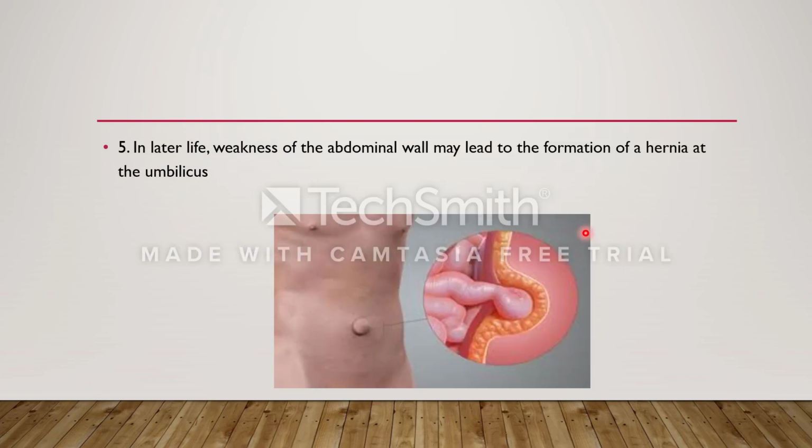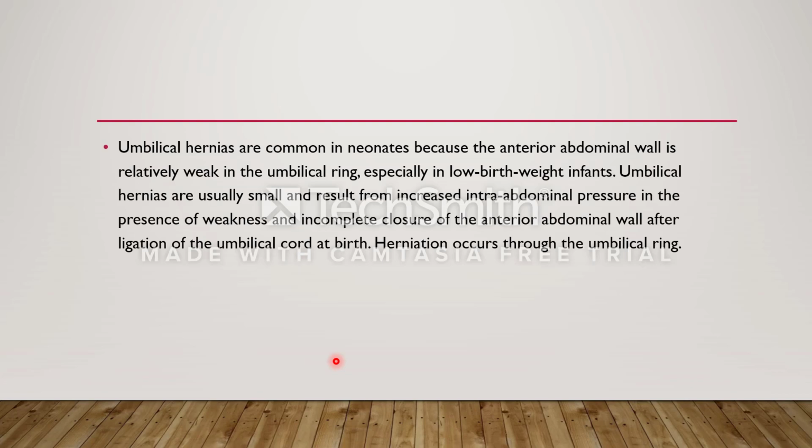In later life, weakness of the abdominal wall may lead to the formation of a hernia at the umbilicus. See here, this is the hernia formed at the umbilicus, which is named an umbilical hernia. It can be because of weakness of the anterior abdominal wall in old age.